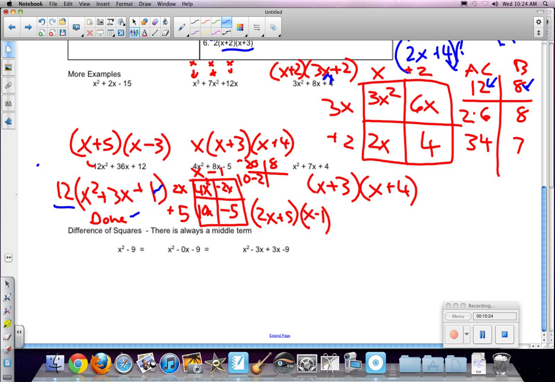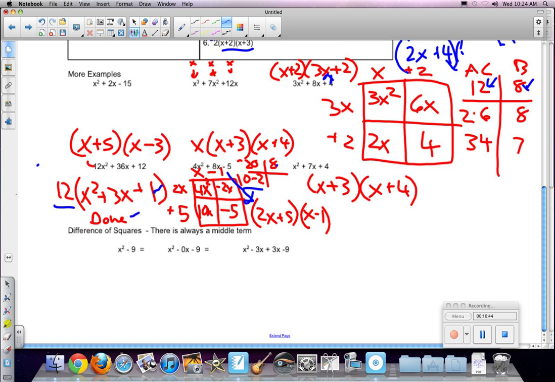Here, once again, is a pretty involved one. I multiplied a times c and got negative 20. And then I found factors of negative 20 that add to positive 8, and those would be 2 and 10. I split my middle term and got my 2 factors. So here's the answer to this one.